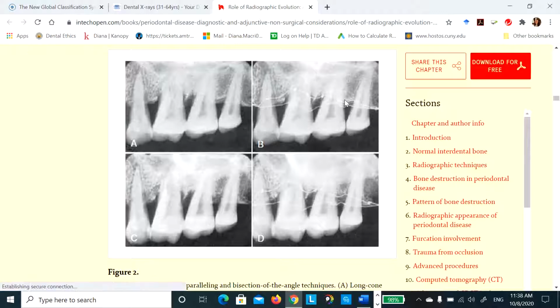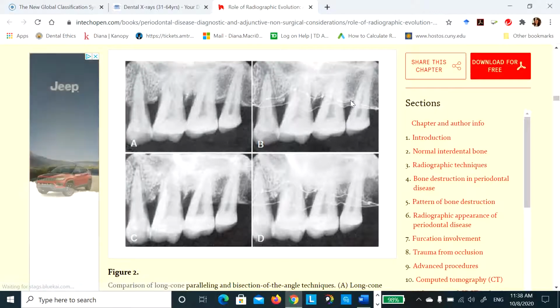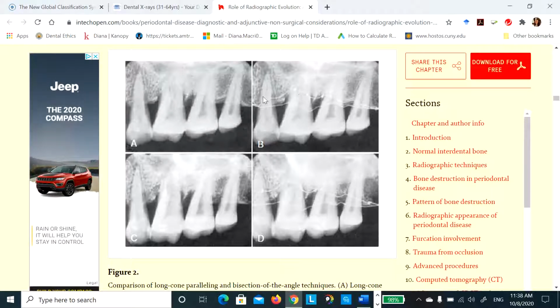Think of it that way. You don't know if it's facial bone or lingual bone, but for certain we have a layer of bone here, a line of bone here, and then a fainter line of bone here. You see it on this picture.